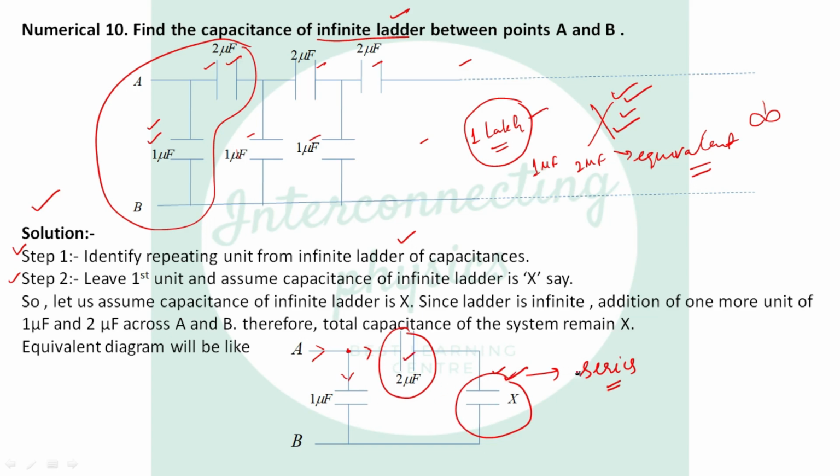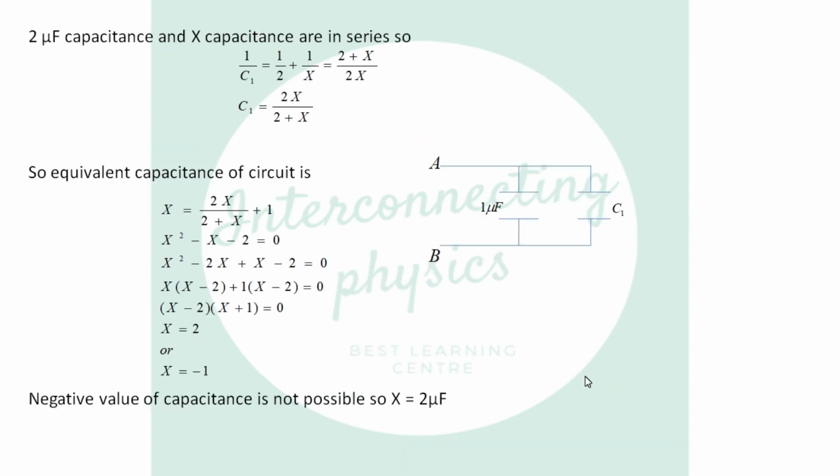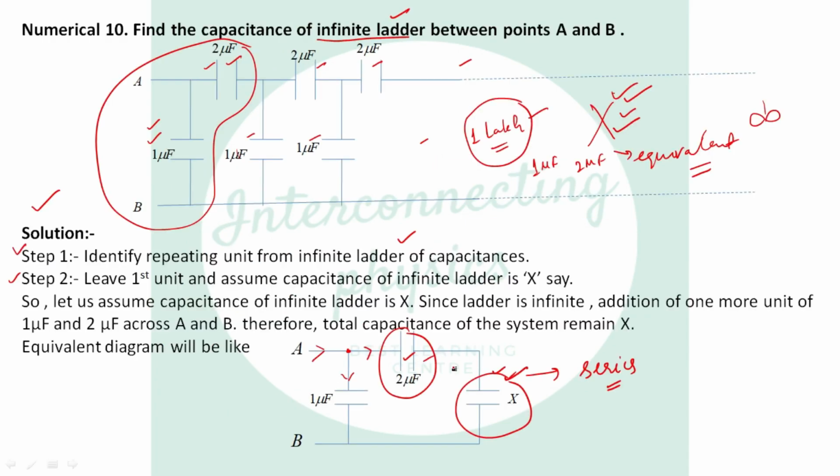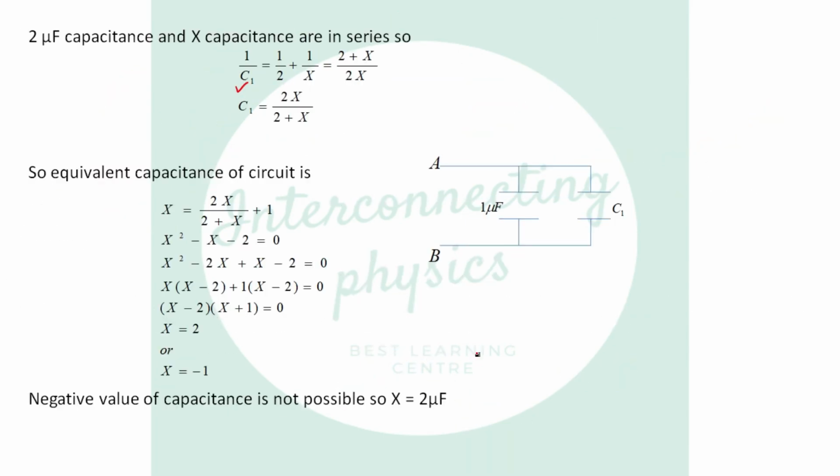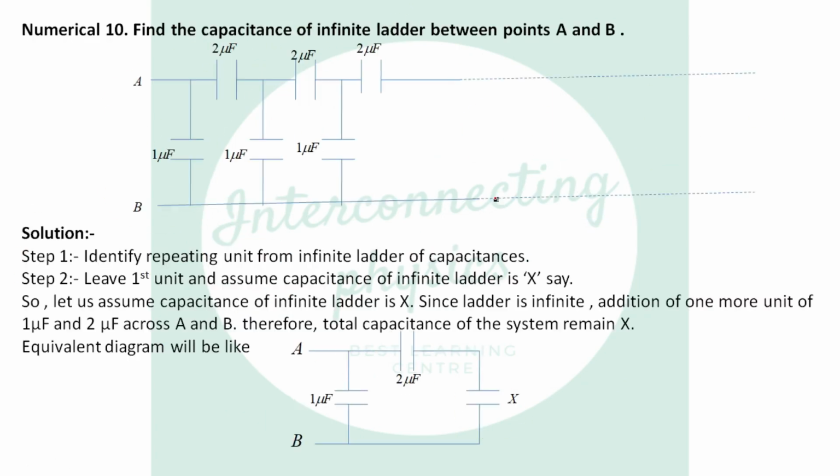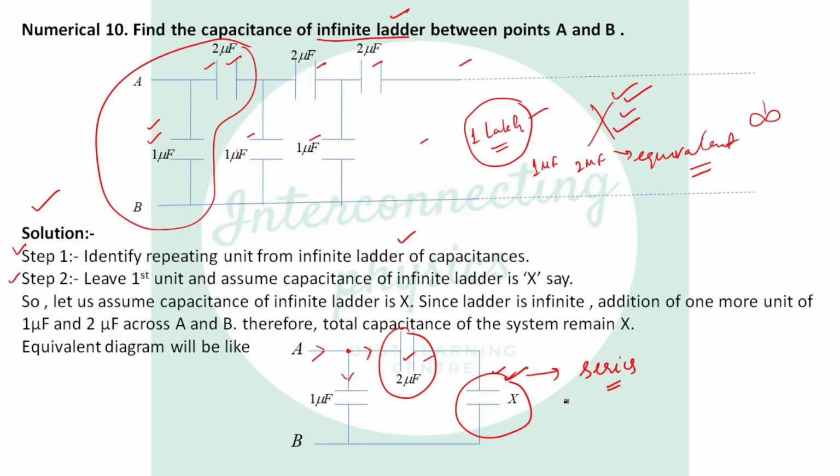Okay. So let us calculate the equivalent capacitance. Let us denote this by C1. So 1 over C1 equals 1 over 2, because the first one is 2 microfarad and the second one is X, plus 1 over X. Take LCM, and the answer is C1 equals 2X divided by 2 plus X. Okay. Now this circuit has been solved and the answer is C1.